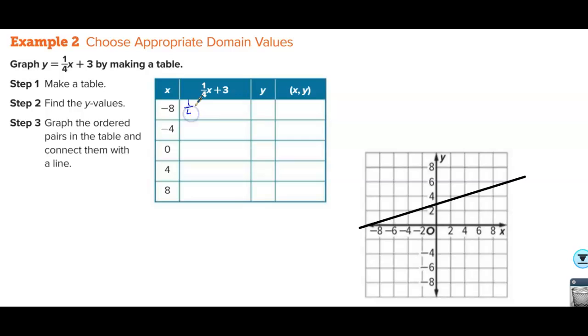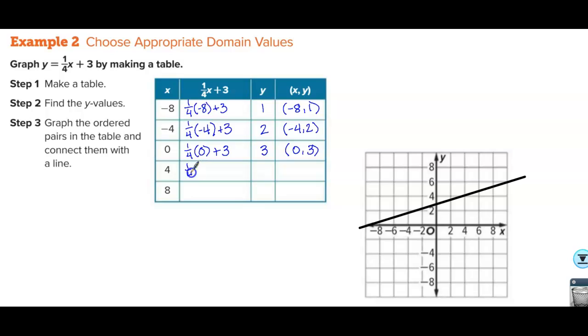1/4 of -8 plus 3. Well, 1/4 of -8 is -2, and -2 plus 3 is 1. So that gives us the point -8, 1. 1/4 of -4 is -1, and -1 plus 3 is +2. 1/4 of 0 is 0, and 0 plus 3 is 3. Okay. So that gives us 0, 3.